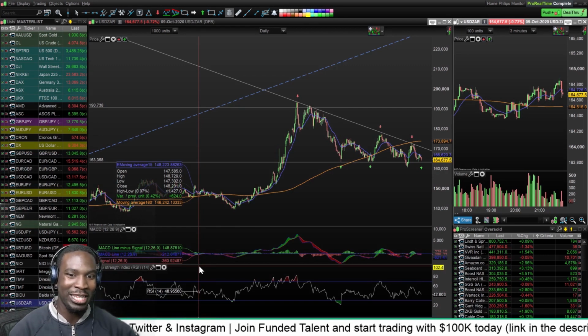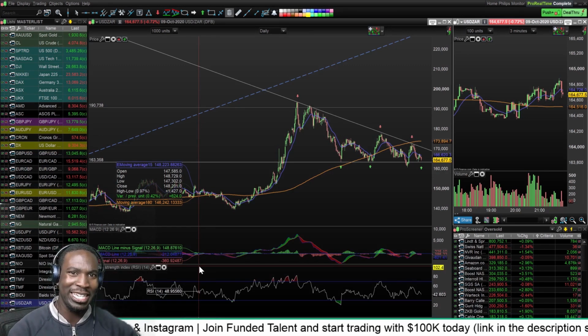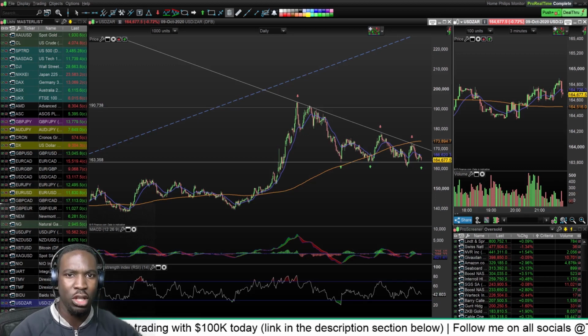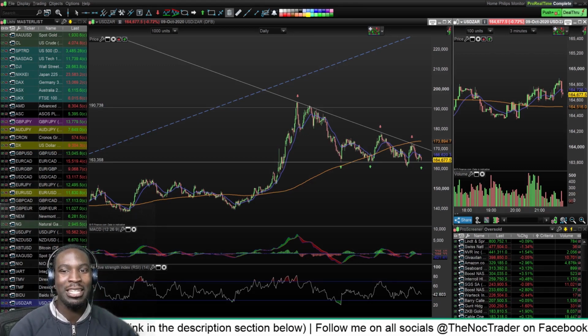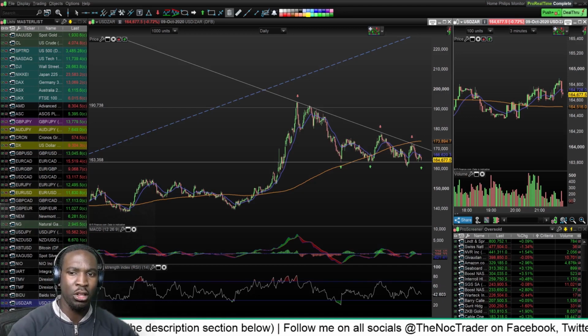So I'm going to give you a technical analysis breakdown of USDZAR, which is the United States dollar and the South African rand. Now this is quite an exotic pair, so it's going to be high volatility in it, but I'm going to explain to you why I want to take a long in this trade.